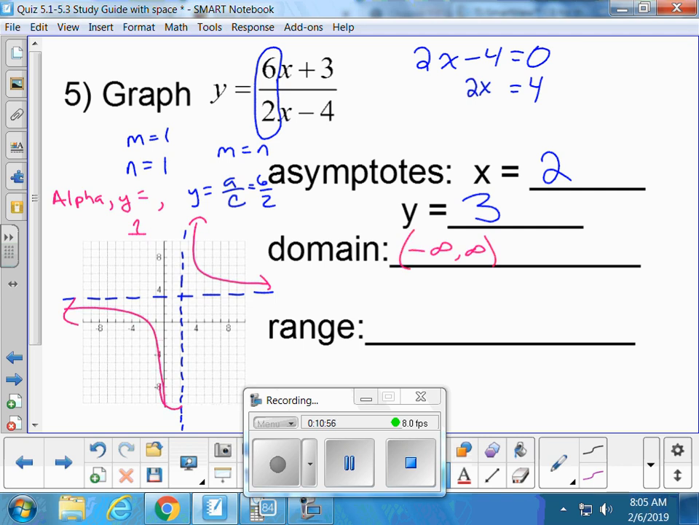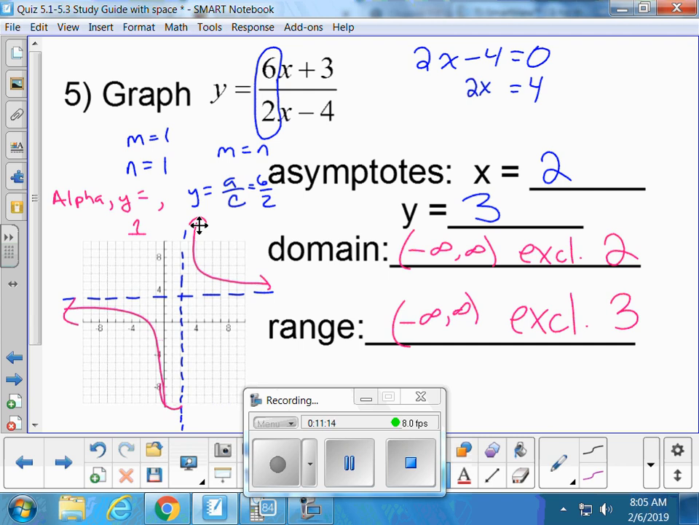Negative infinity to infinity, excluding. Good. You always want to exclude whatever x value you have for your asymptote from the domain. And then range, negative infinity to infinity, excluding 3. All right, very good. Ready to move along?